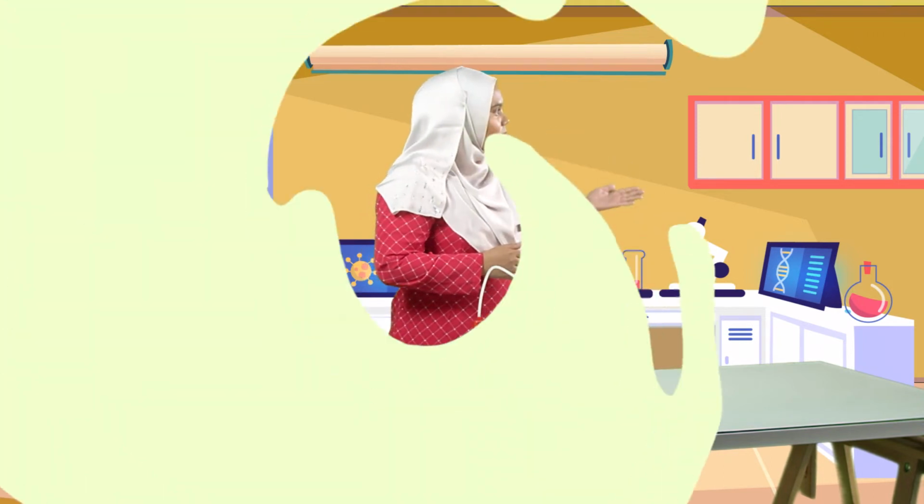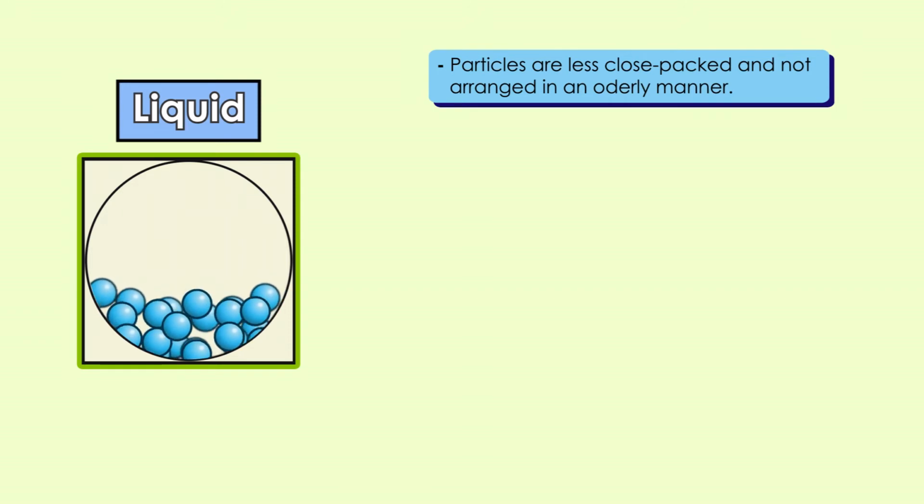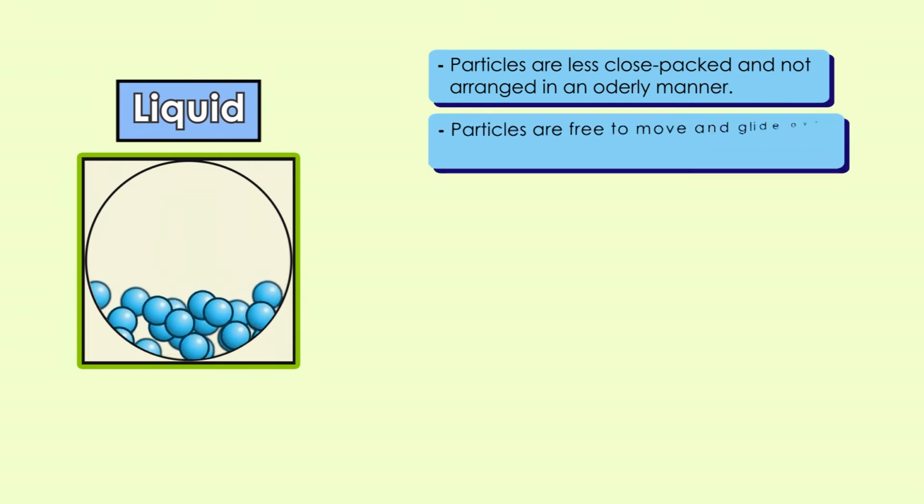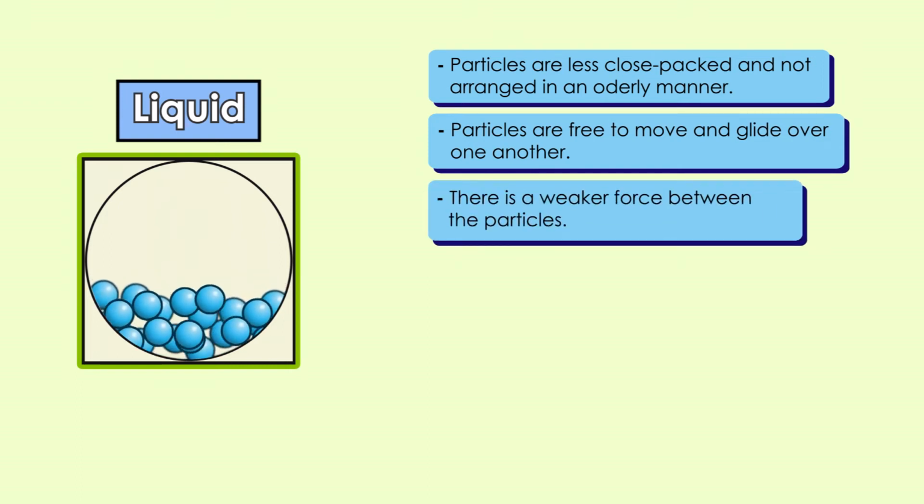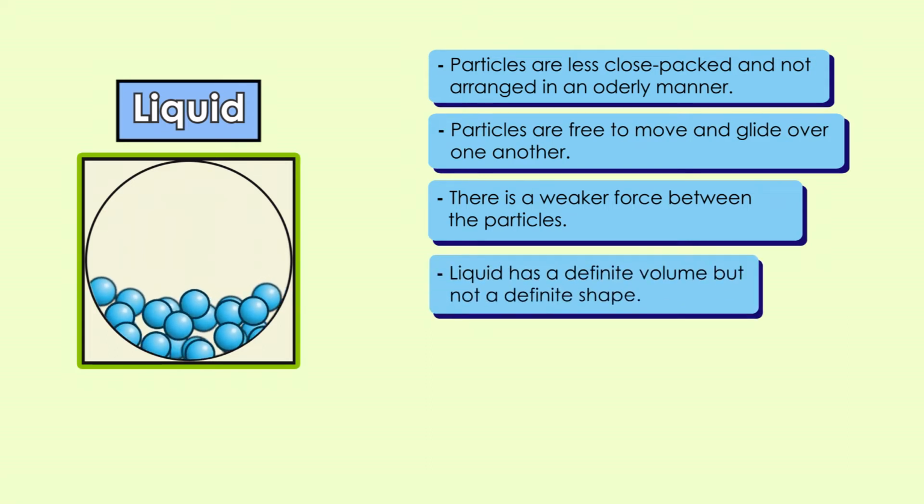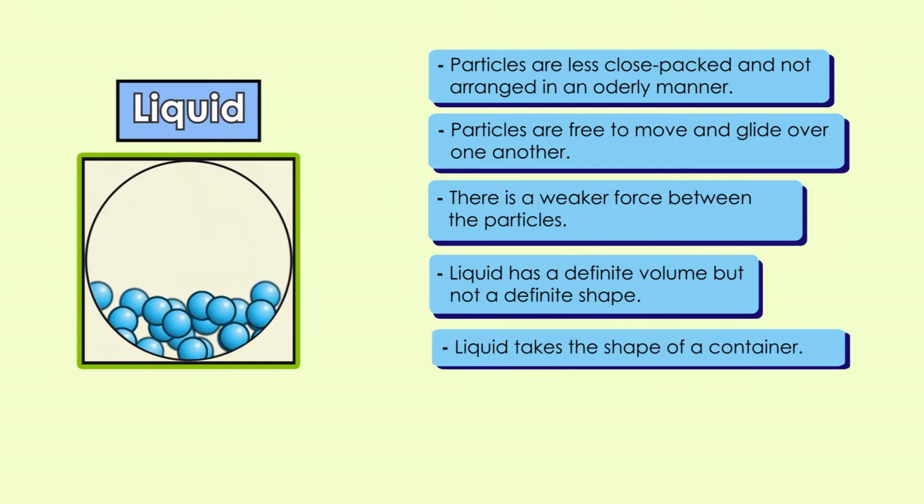Next, the second state of matter is liquid. In liquid, the particles are less close packed and are not arranged in an orderly manner. Particles are free to move but are still attracted towards each other. The particles glide over one another and the forces between the particles are weaker than the forces between the particles in a solid. This explains why liquid has a definite volume but has no definite shape. It takes the shape of the container.